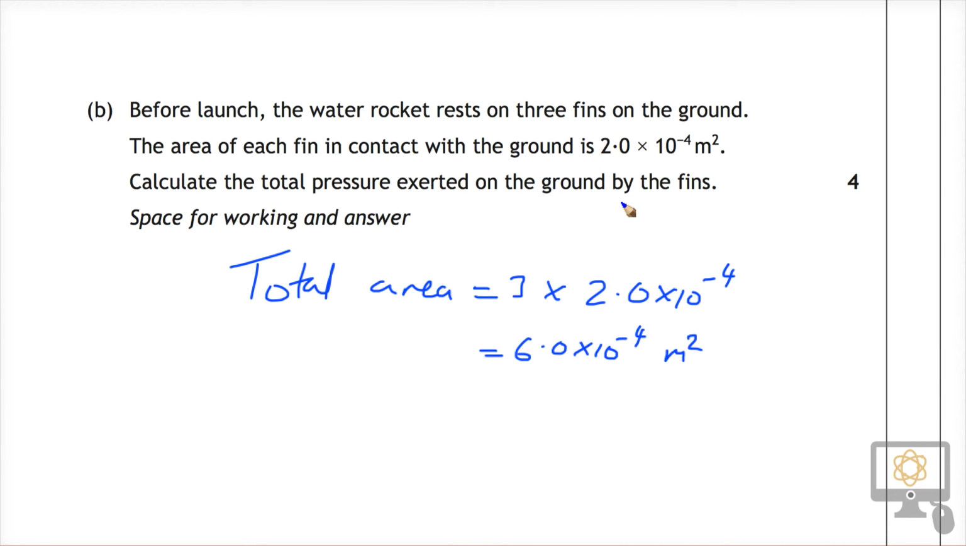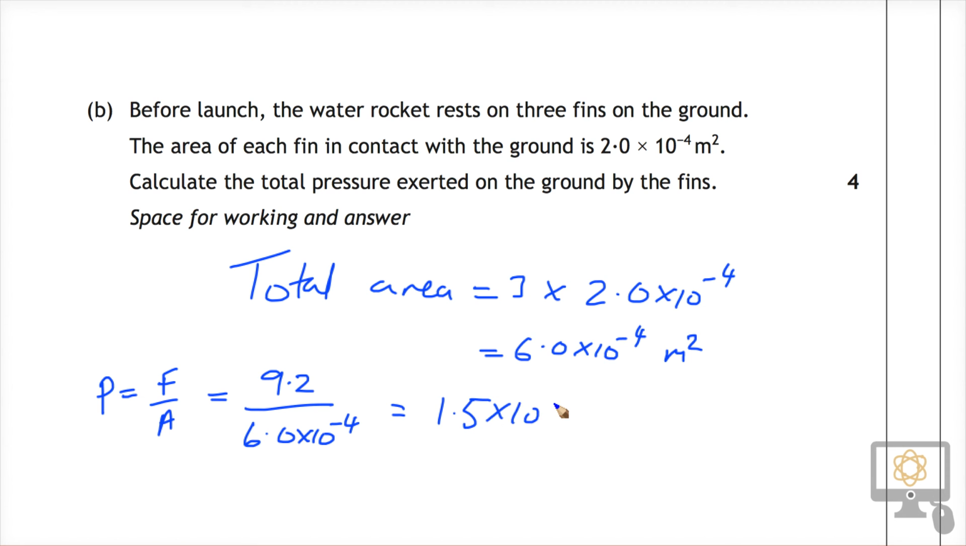Then the question is calculate the total pressure. Well, pressure is equal to force divided by area. Now we know the area. The question is what the force is. Well, the force is the weight that was calculated in the previous question, and that weight was 9.2 newtons. And so therefore we just need to insert the two values into the equation. So the force being the weight of 9.2 newtons and the area being what we just calculated, 6.0 times 10 to the negative 4. And so that gives us a pressure of 1.5 times 10 to the power of 4.